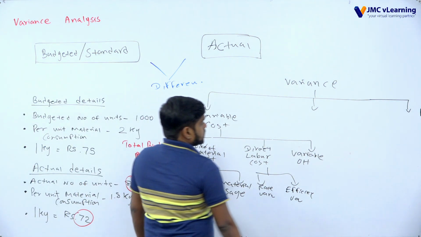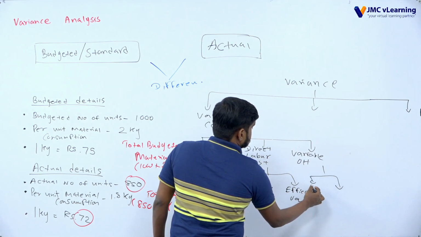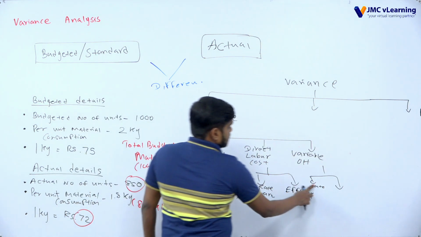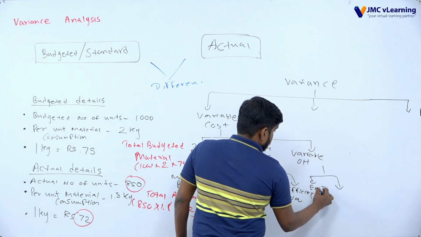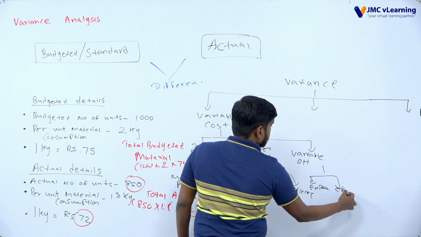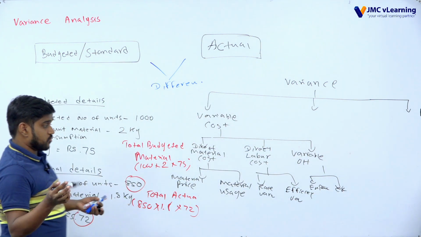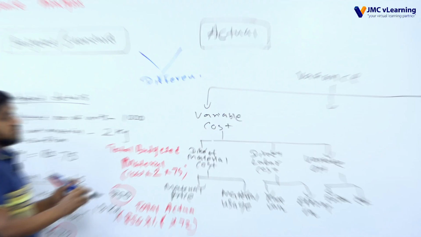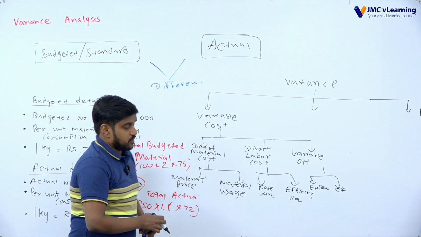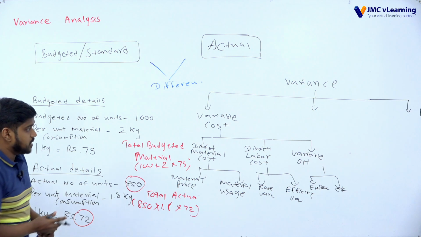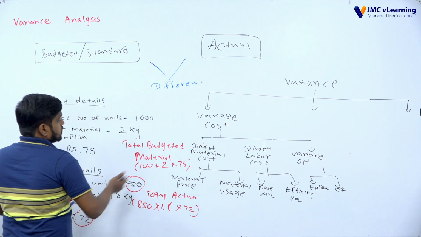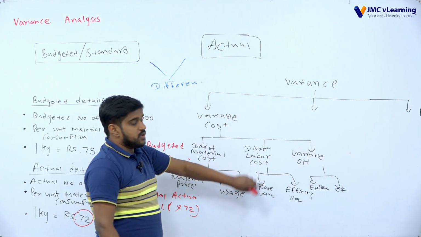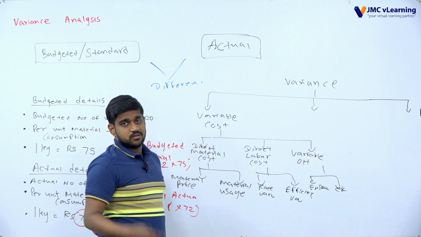Then for the variable overhead also, we have two types: variable expenditure variance and variable overhead efficiency variance. Like this, there are also two types of variance. I hope to discuss this further. Now I will give you a summarized version of the variances that we have to discuss. Under the variable cost we have to discuss these three variances, and under that we have another six sub variances. You have to learn these things.